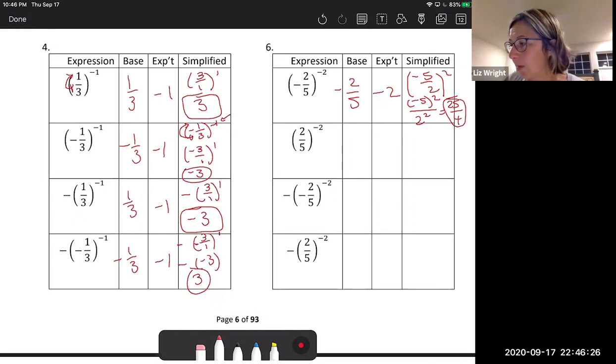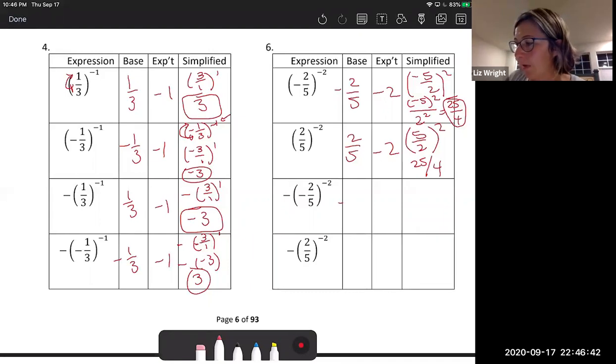All right, next one, we've got our base of 2/5 and then our exponent of -2. And so then switching it up, you're going to have 5/2. And you're raising it to the positive second, which is going to give you 25/4.